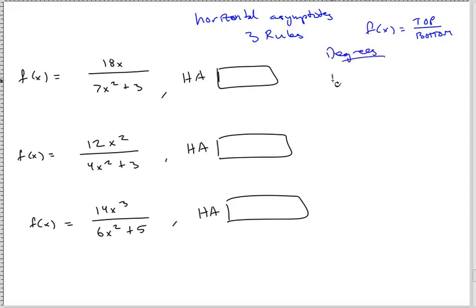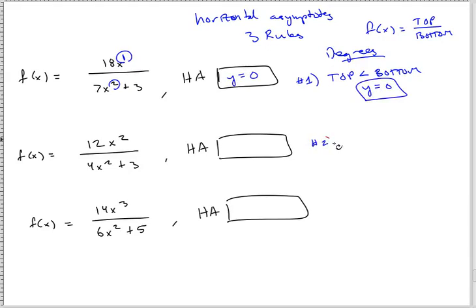So if the degree of the top is less than the degree of the bottom, then that's going to be rule number 1. So I'm going to just do rule number 1 right here. A perfect example is right here. Look at that. We got a 1, and then we have a 2. And so my top is less than the bottom. We're just looking at the degrees. So the answer for this is going to be y equals 0 is your horizontal asymptote. So you literally just type y equals 0. That's it. You got it. You're done.